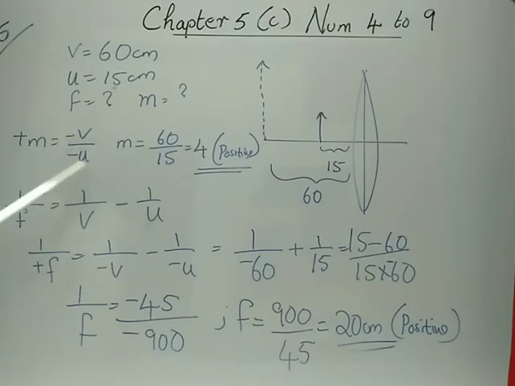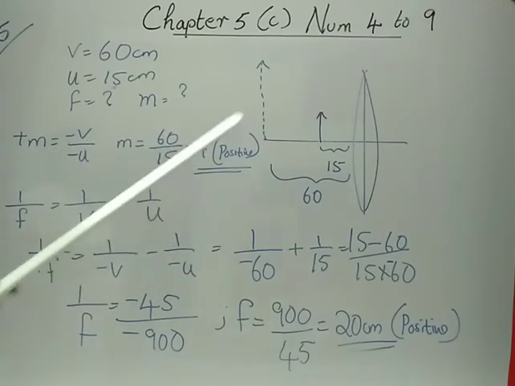So negative V by negative U. Anyhow this will get cancelled. Negative and negative will cancel. You will get 60 by 15. 60 by 15 you will get 4. So magnification is 4. And I already told it is a virtual image. So magnification will be positive. So you just write in the bracket it is positive.